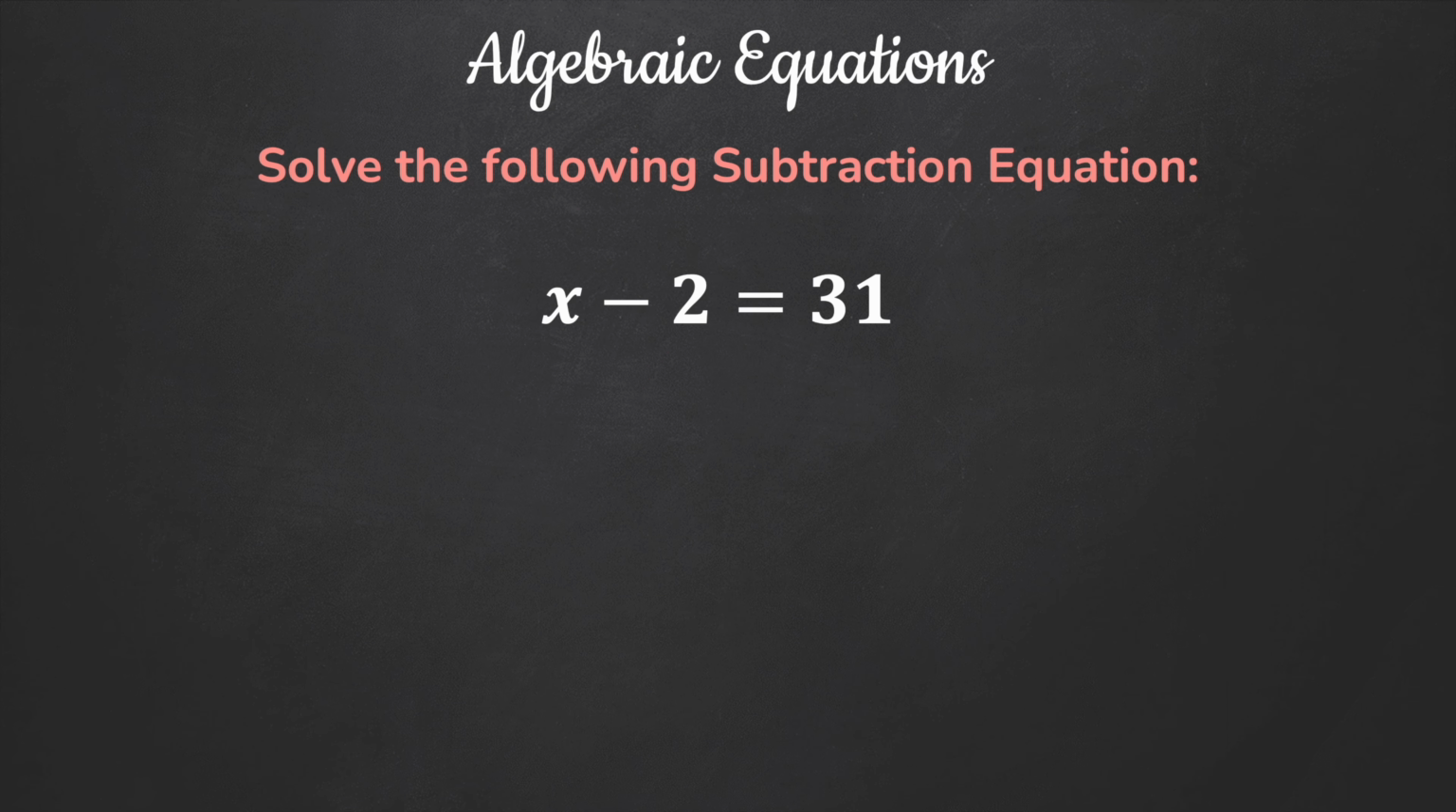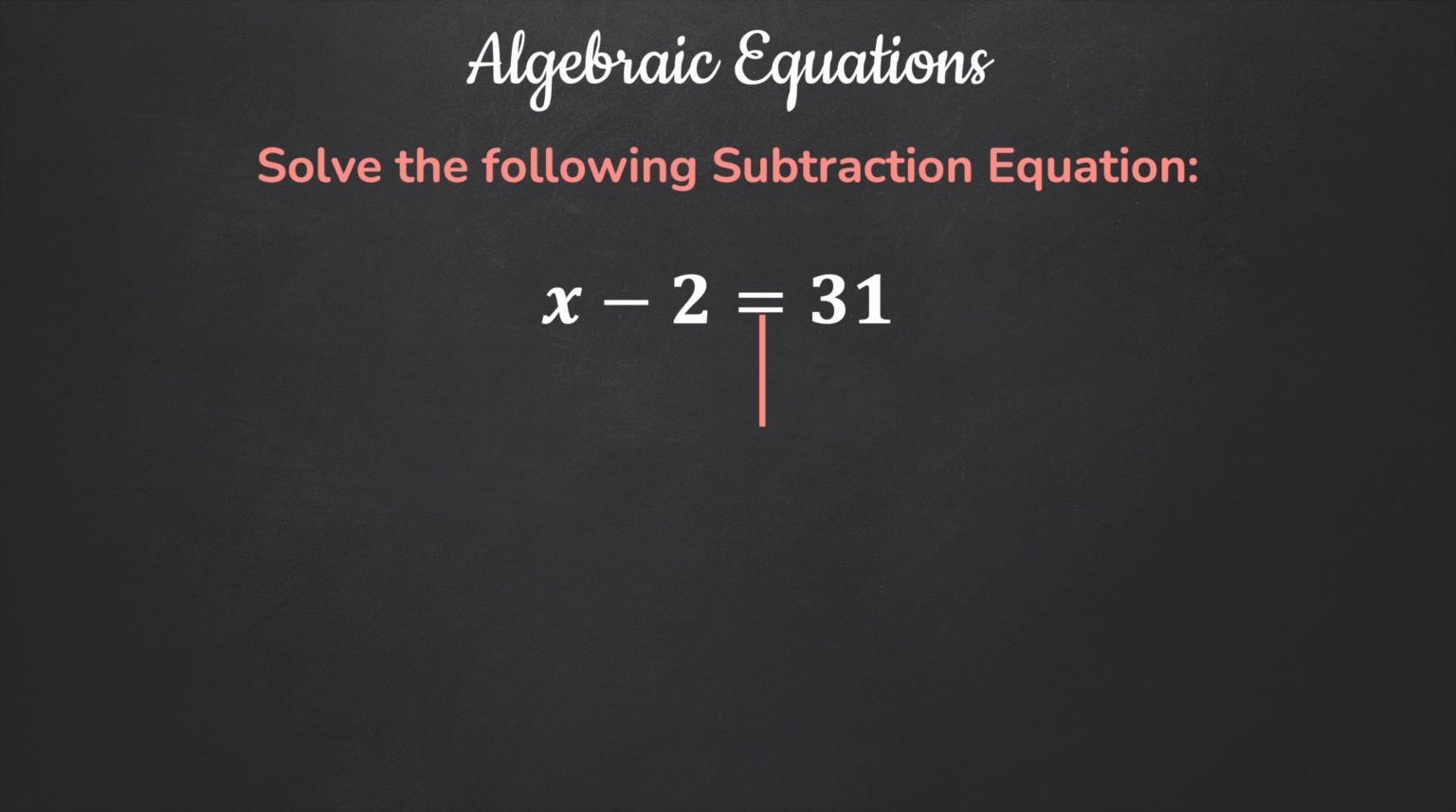Here we have x minus 2 is equal to 31. And again, our goal is to figure out the value of x. So we want to figure out what x is equal to make this equation true. Now, we're going to treat this equation like a balance. So we're going to draw a line coming down from our equal sign so that we could see both sides of our equation and make sure we're keeping them balanced.